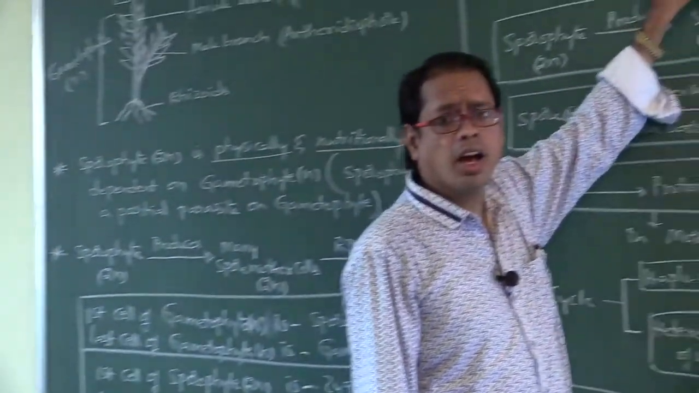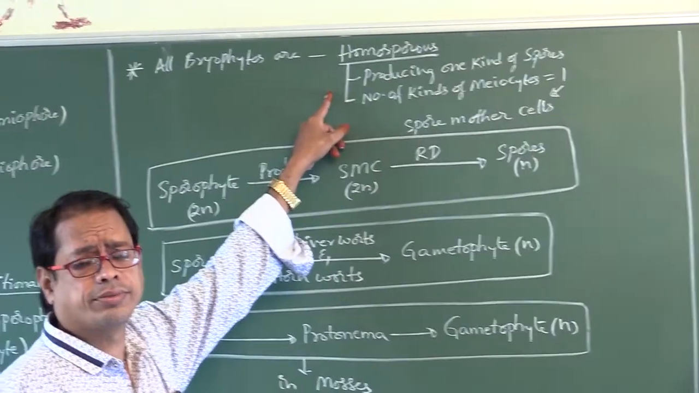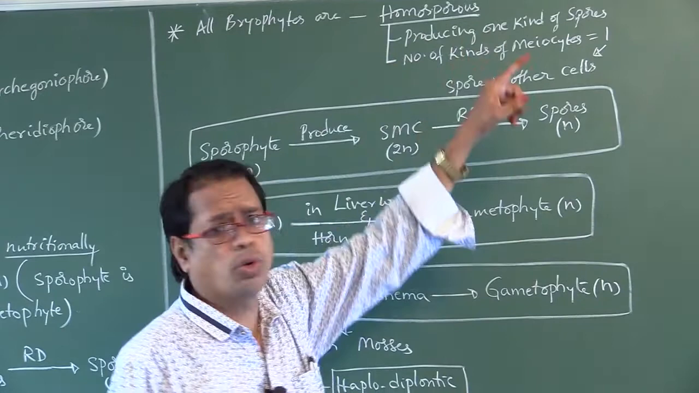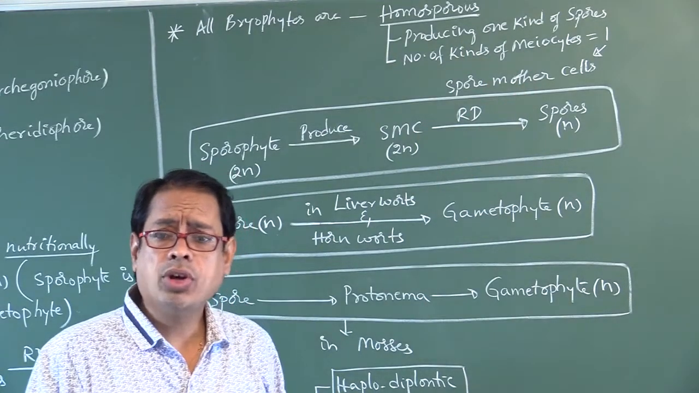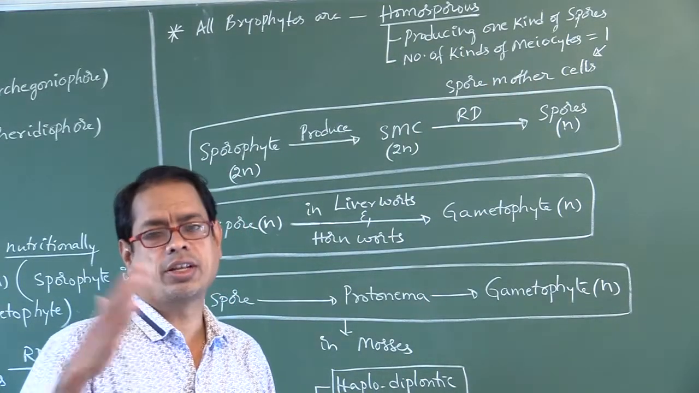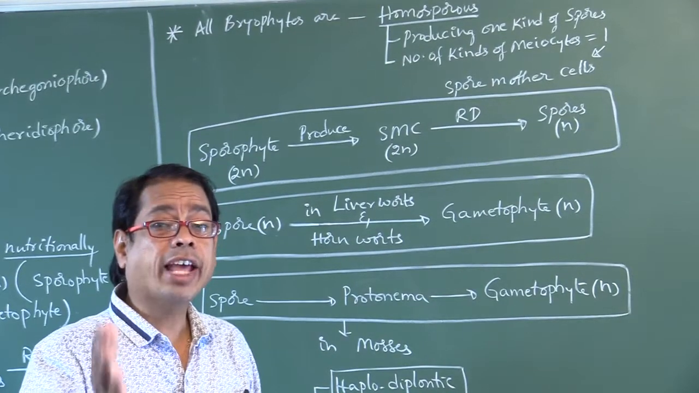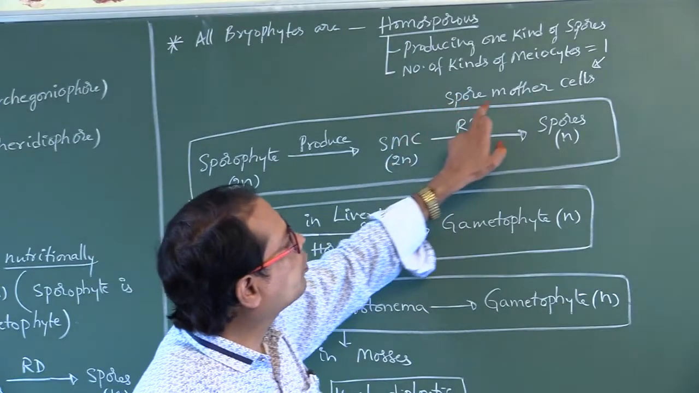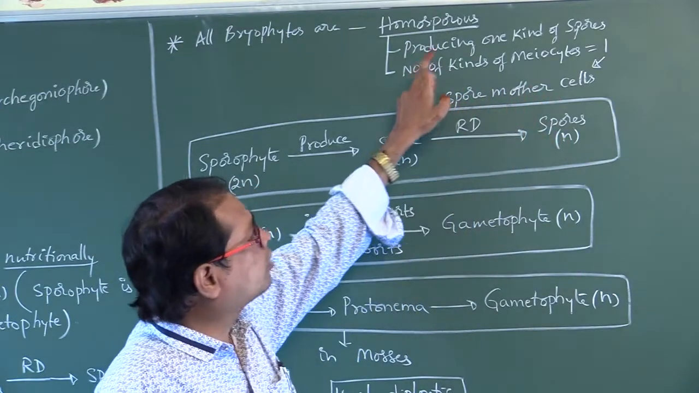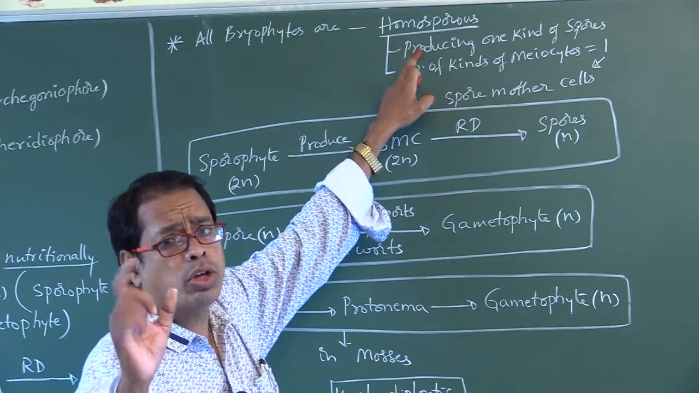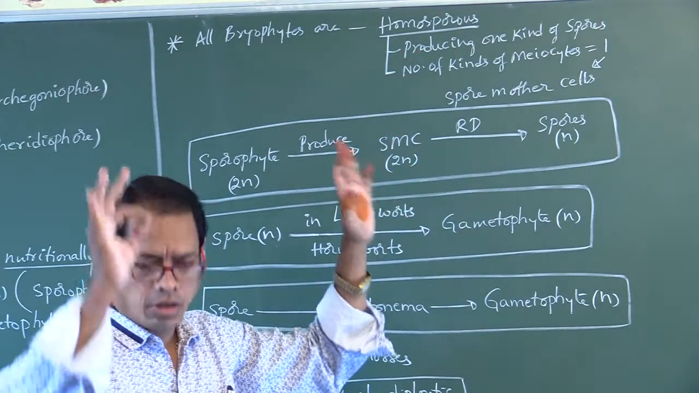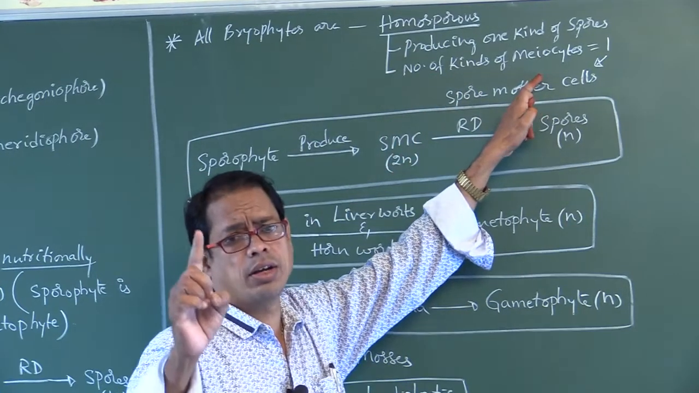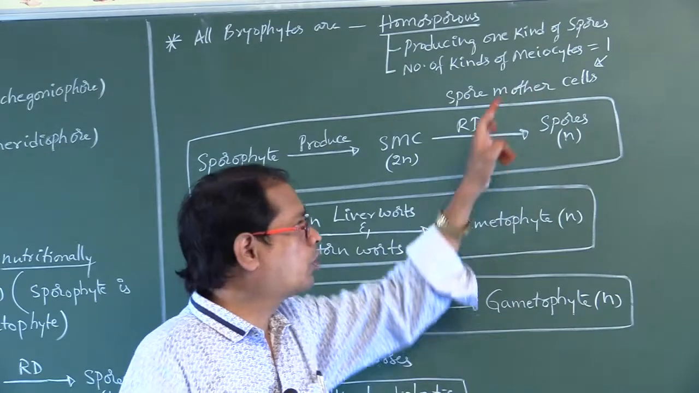All bryophytes are homosporous. Homosporous means producing one kind of spores. What type of meiocytes are present? Spore mother cells. Only one kind of meiocyte. That is, the name is spore mother cells. Producing one kind of spores is called homosporous. Homosporous is found in Bryophyta. Number of kinds of meiocytes, 1. What is that one kind's name? That is spore mother cells.